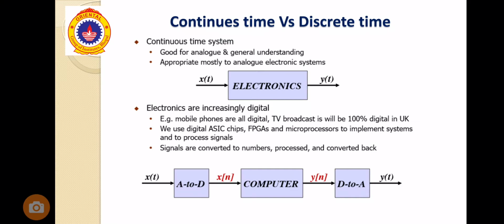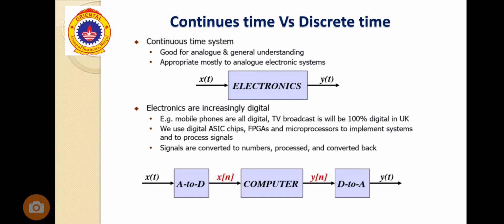We are applying x(t) to the electronics and we are getting y(t) at the output. Electronics are increasing digitally. Mobile phones, all the digital TV broadcast will be 100% digital. We are now using digital chips, FPGAs, microprocessors to implement systems and to process the signals. We have to convert the signal from analog to digital, process it, and convert it back.